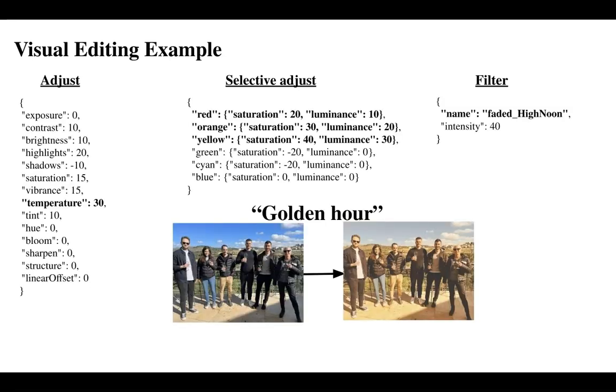Our application offers three tonal adjustment tools: Global Adjust for global color range, Selective Adjust for selective color range, and Filters. Each tool has up to a dozen parameters, which can be difficult for beginners to set correctly. For example, consider an input image with a request for a golden hour look. Here the temperature has been increased to add a warm golden tone to the image. The reds, oranges, and yellows have been enhanced to create the warm golden hour look. Additionally, the faded high noon filter has been applied. By utilizing these tools with the specified parameters, the generated image captures the essence of the golden hour look.